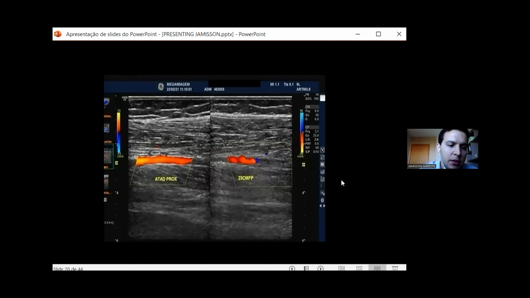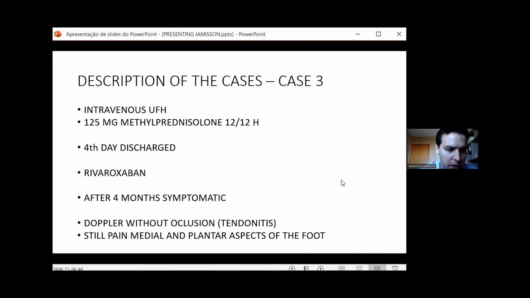So we started heparinization with unfractionated heparin. We started corticoid therapy too, as we had just learned from the first case we went through. On the fourth day after her admission, she was discharged, maintained on rivaroxaban and ambulatory monitoring. It's different from the other cases because she came to us later than the previous two cases.